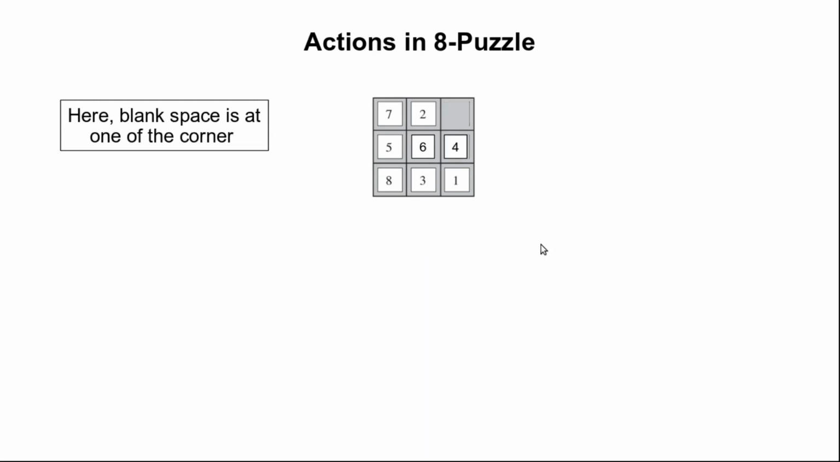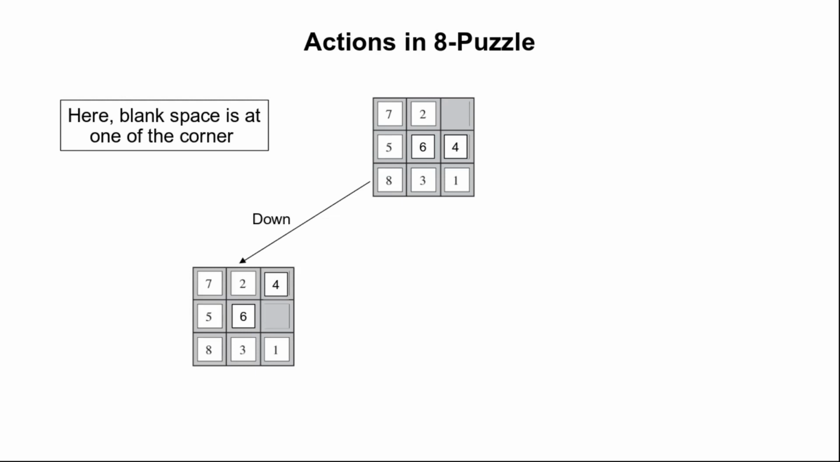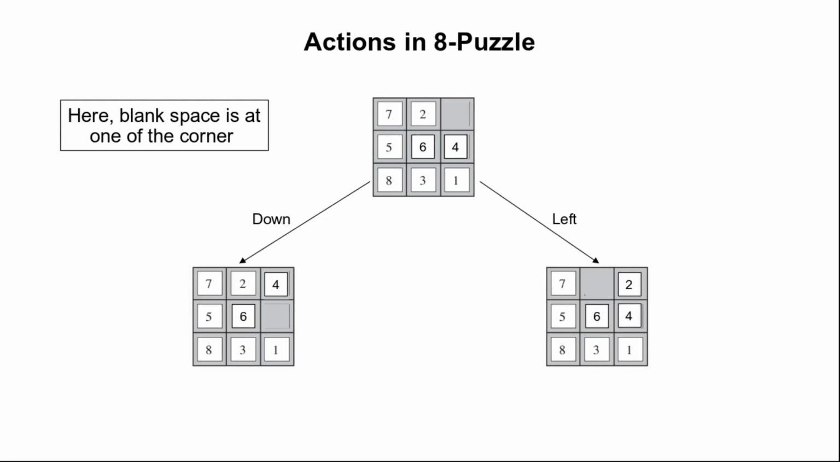Next case could be that the blank space is in one of the four corners. When the blank space is in one of the four corners, then only two different actions can be performed. In this particular configuration, the blank space can either move downward or it may move to the left. When we move the blank space downward, this would be the new configuration, and when we move the blank space to the left, this would be the new configuration.